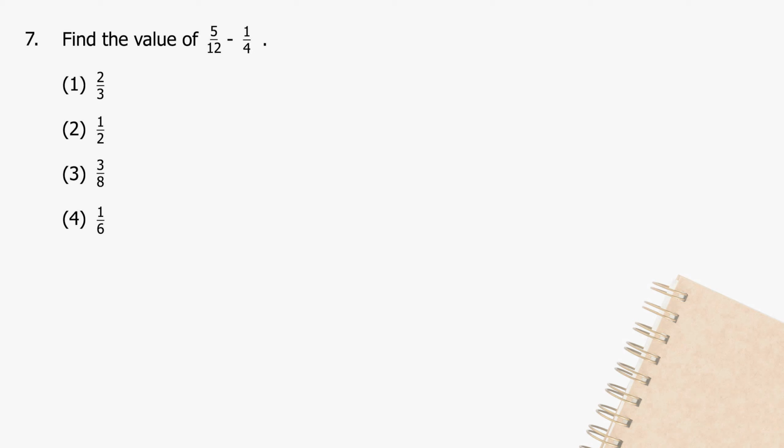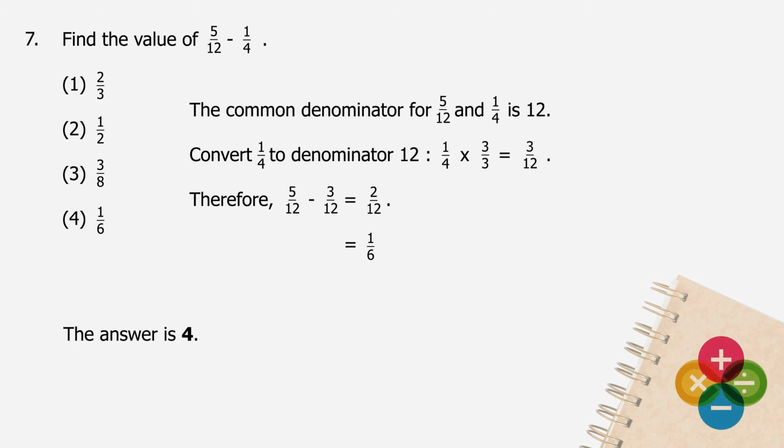Question 7. Find the value of 5/12 minus 1/4. The common denominator for 5/12 and 1/4 is 12. Convert 1/4 to denominator 12: multiply 1/4 by 3, and the product is 3/12. Therefore, subtract 3/12 from 5/12, and the difference is 2/12. Simplify 2/12 to the simplest form, which is 1/6. The answer is 4.